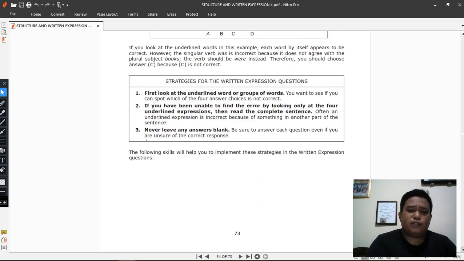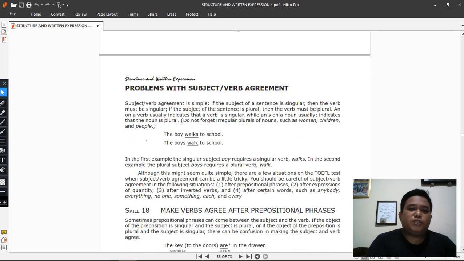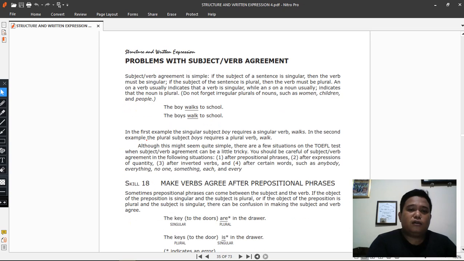The next page has problems with subject verb agreement. We're back to the top actually, but this is to enrich your knowledge about subject and verb agreement. Subject verb agreement is simple. If the subject of a sentence is singular, then the verb must be singular. If the subject of the sentence is plural, then the verb must be plural. Firstly, you need to understand what is the plural subject and the singular subject, what is the plural verb and the singular verb.